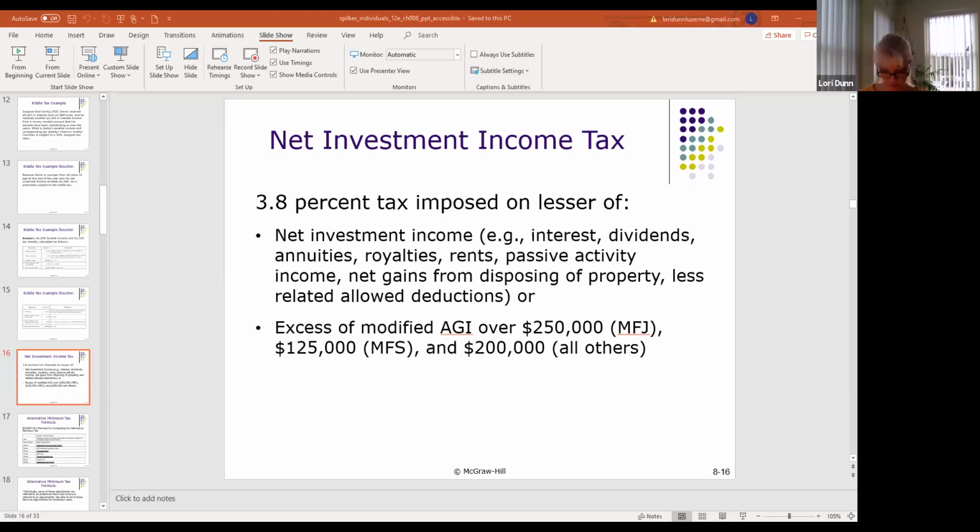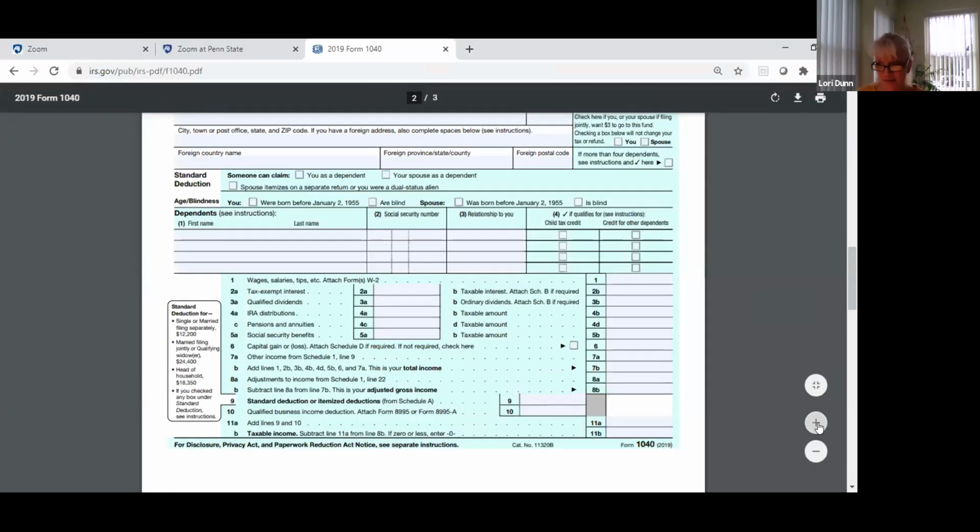Let me see if I go this way. Oh, no. Okay, I'll just do the 1040 and then, oh my gosh, is this the 2020? Nope. Darn. I got excited there for a second. I thought our 2020 1040 was out.